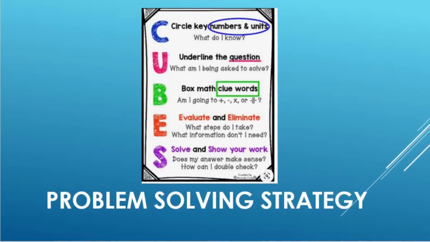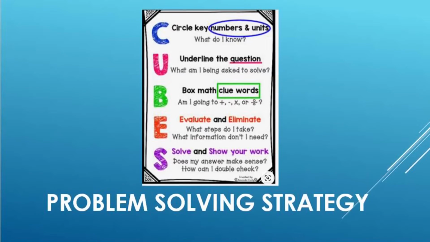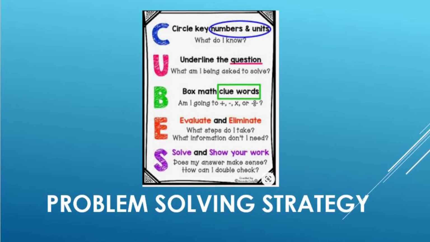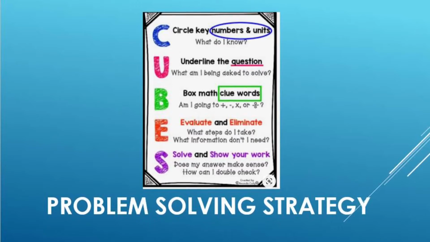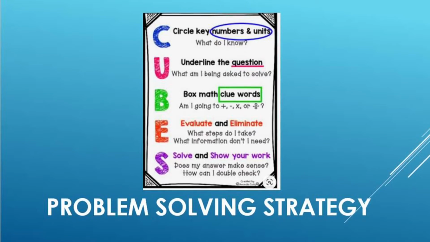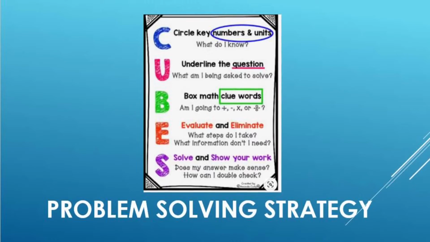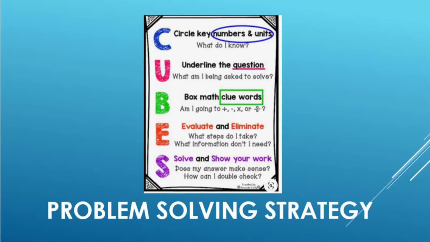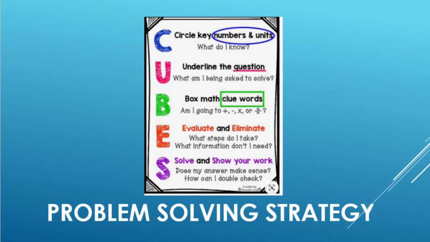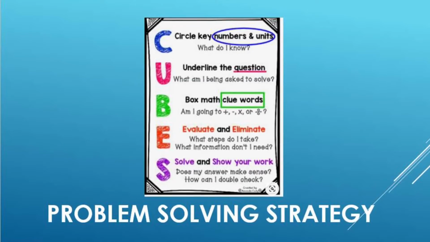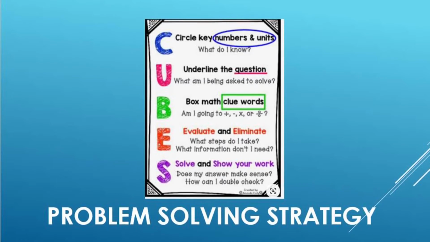Before we start on our problem, let's remember CUBES, which is one of our problem-solving strategies. When we use CUBES, we think about the key numbers and units, and we ask ourselves, what do I know? We then think about the question, and we underline that and ask ourselves, what am I being asked to solve? I then look for clue words. Am I going to be adding, subtracting, multiplying, or dividing? The key words that I can find will help me determine which operation I should use. Finally, we're going to evaluate and we're going to come up with a plan for what we need to do to solve and find our answer.